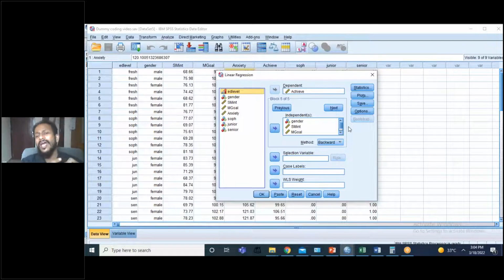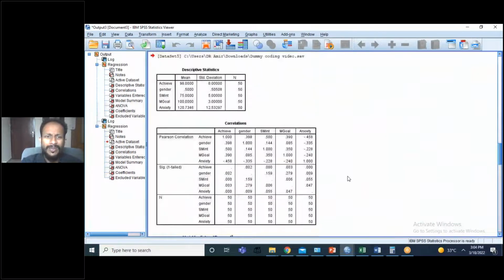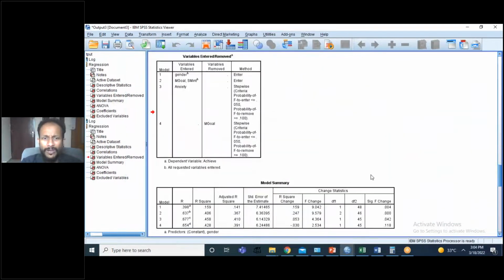And the third one is backward. In backward, first it will give the overall output by including all the independent variables. Then it will remove those variables which are not very significant, and it will give you the value, right? So you can try all those combinations. There is also one more way, called stepwise regression, which is more or less similar to forward regression, right? But the main difference is that in stepwise we will be able to remove certain things. Okay, we will be able to have 4 different models.